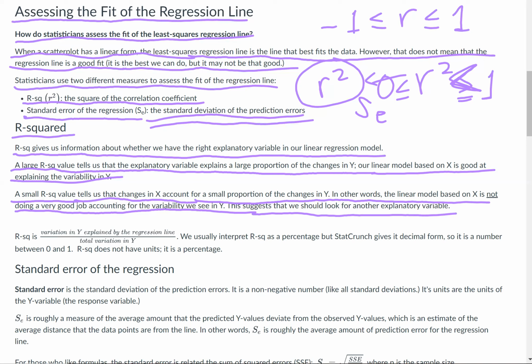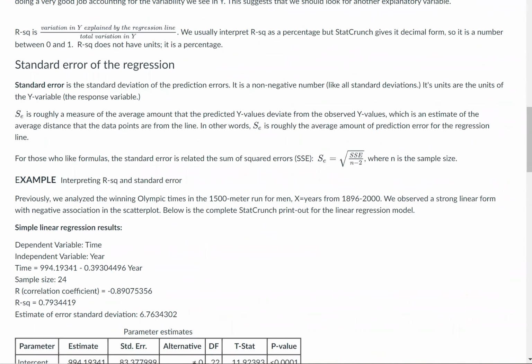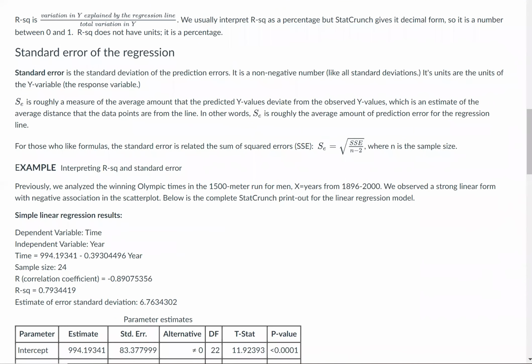But we usually interpret R squared as a percentage, but StatCrunch gives it in decimal form. So it's a number between 0 and 1. R squared does not have units, it's just a percentage.